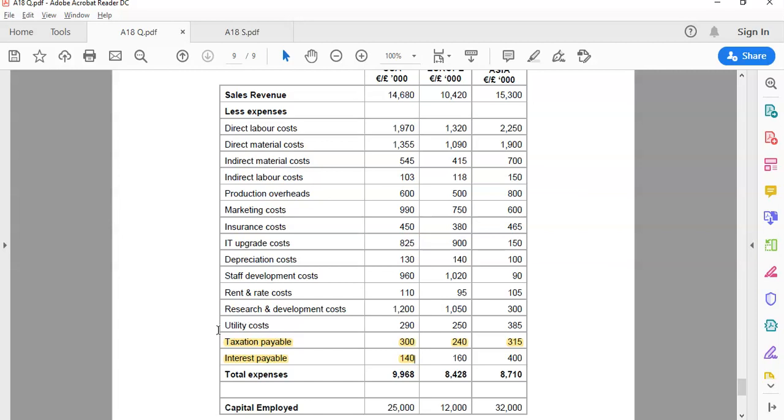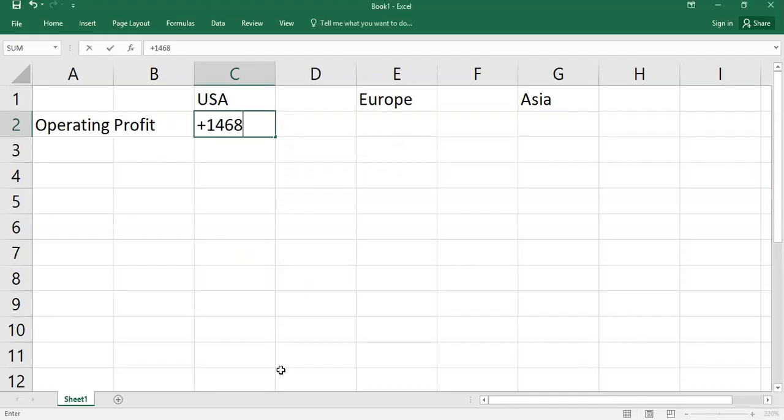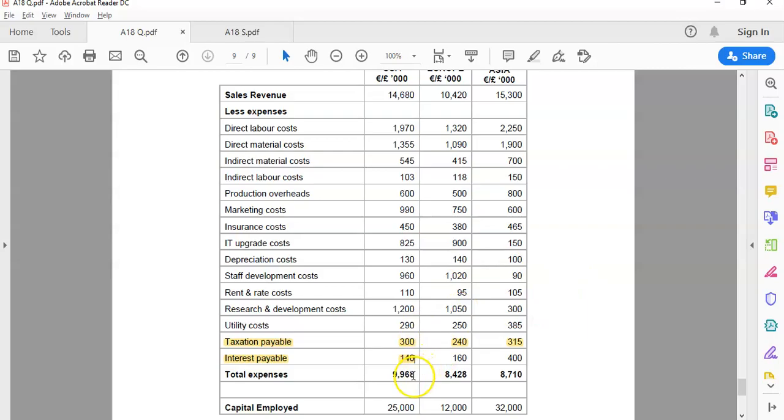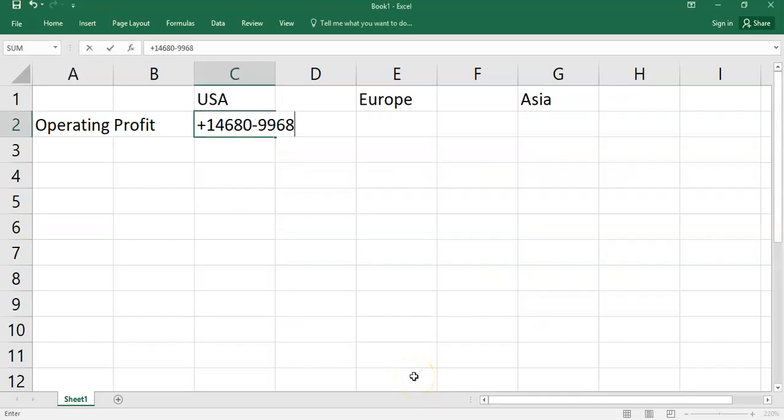EVA, residual income, and ROC all start at operating profit. So that means for USA, it'll be 14,680. Take off the total, 9,968, but add back your tax and your interest. That's the key thing where students would have made a mistake there. They'd have just seen total revenue minus total expenses, but that's net profit after tax. That is not what operating profit is defined on, and you might get caught in another question where they don't explicitly ask you for operating profit.